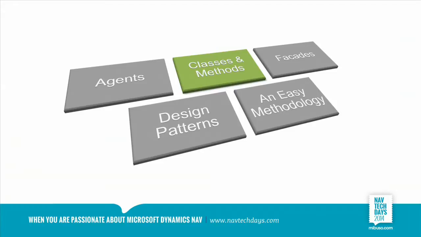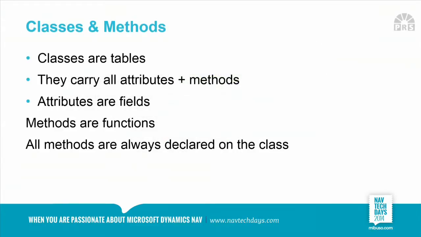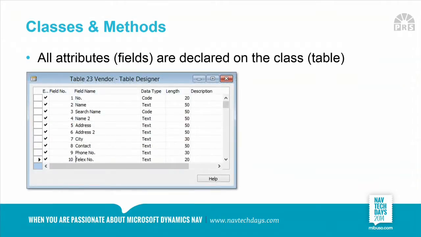Let's jump into classes and methods. That's actually the biggest part. Classes, as I've already said, are tables. They carry all attributes and all methods that these classes are able to perform. Attributes are fields in NAV terminology, methods are functions, and all methods should always be declared on the class. All fields are anyway, we can't get around that.